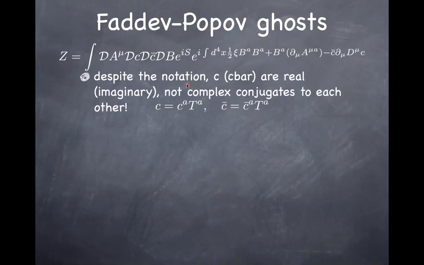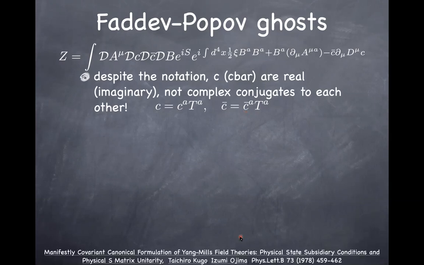In addition, despite the notation, C is actually real, and C bar is not a complex conjugate of it. C bar is actually purely imaginary. Peskin and Schroeder don't mention this, and I learned it only by looking at this paper by Kugo and Ojima, which is one of the standard references for the BRST formalism in canonical quantization. We will look at that in a moment. So C is actually real, C bar is pure imaginary.